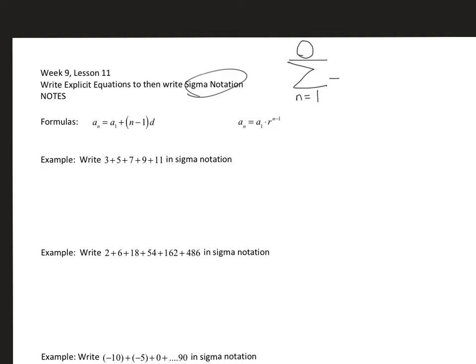And then after the sigma, you're going to have to figure out what's called the explicit equation. You've already seen these formulas. Let me highlight it in yellow. This one is for arithmetic. Again, not a new formula, we're just going to use it a different way. And the one that I'm going to highlight in red is the geometric.